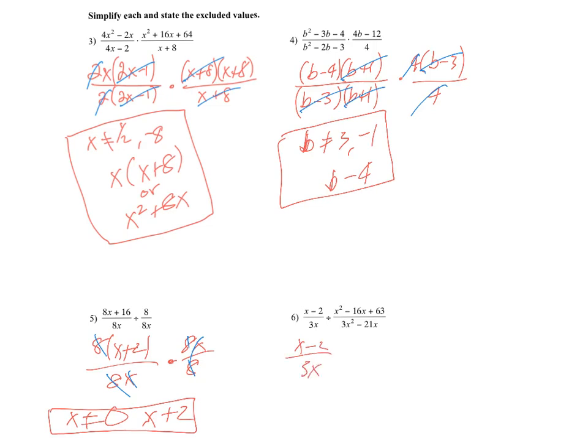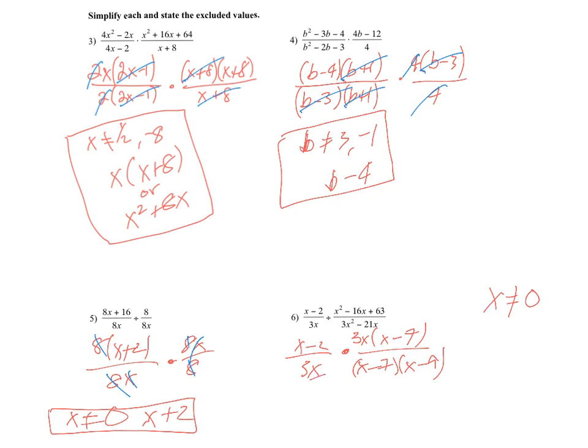Again, it's division, so we're going to flip the fraction coming after here and multiply. So this 3x squared minus 21x is going to go into the numerator. And I'm going to pull out a 3x, and what I'm left with is x minus 7. X squared minus 16x plus 63 is going to factor as x minus 7 times x minus 9. Our restrictions, x can't be 0.